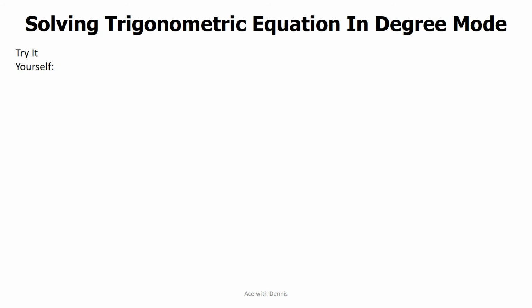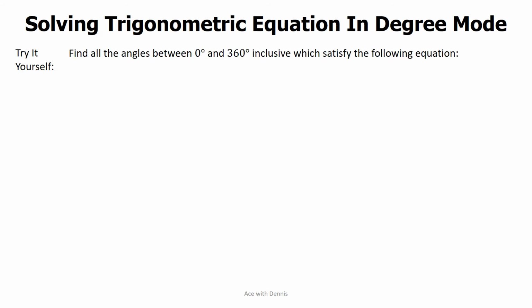Okay, now you can try this similar example yourself. Find the angles between 0 degrees and 360 degrees, inclusive, which satisfy the following equation. So A, 4 bracket sine x plus cosine x equals cosine x. B, 3 sine x cosine x equals 2 cosine square x. You can pause the video and try to solve it yourself.